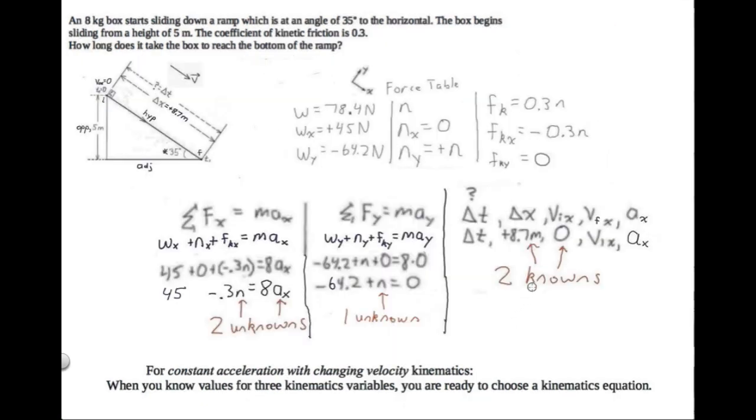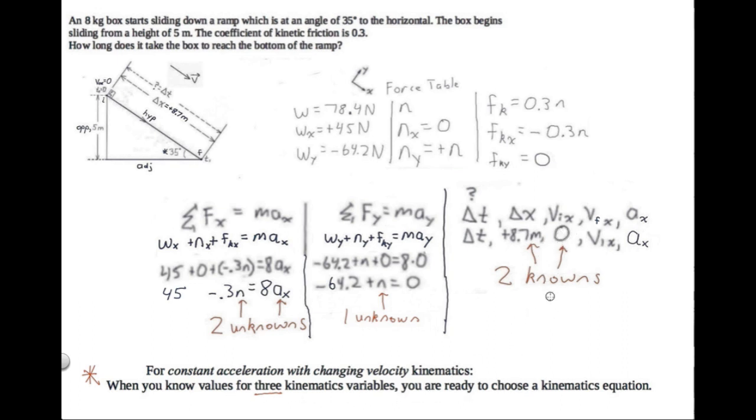Now that we've completed our kinematic setup, and we've also completed our Newton's second law setup, we're ready to do further work with our 3 columns. Which of these 3 columns should we work with first? For the kinematics column, it helps to count the number of knowns. When you know values for 3 kinematics variables, that's when you're ready to choose a kinematics equation. Well, so far we only know values for 2 of the kinematics variables, so we're not ready yet to choose a kinematics equation.